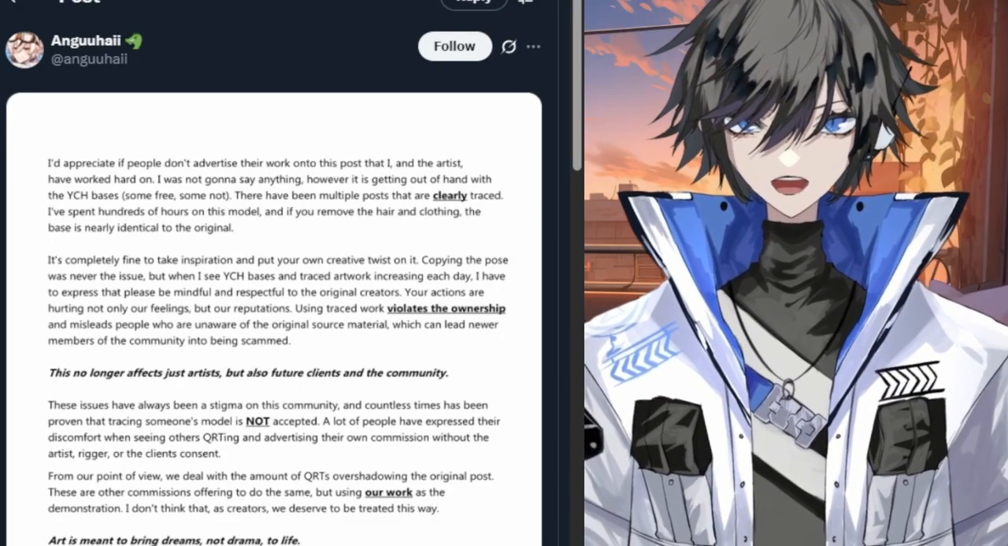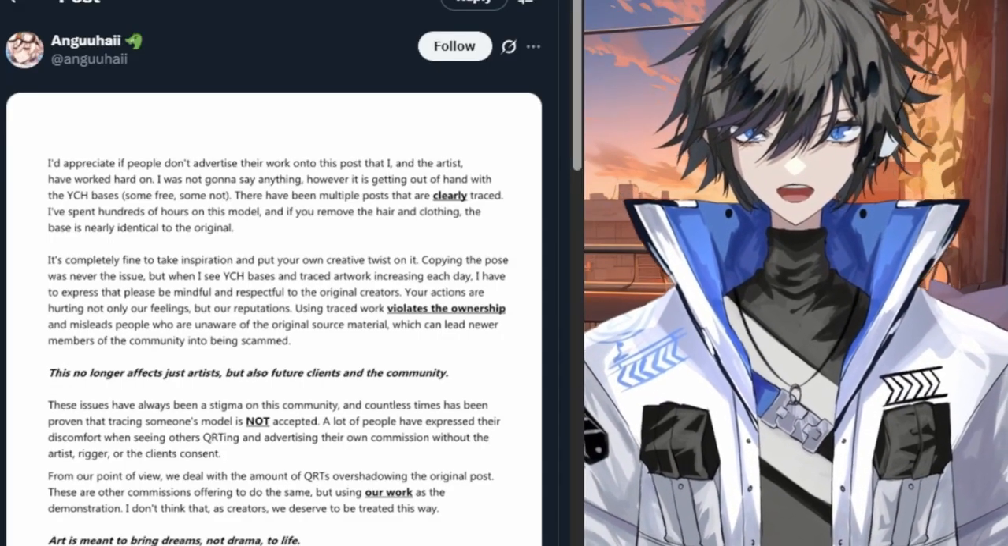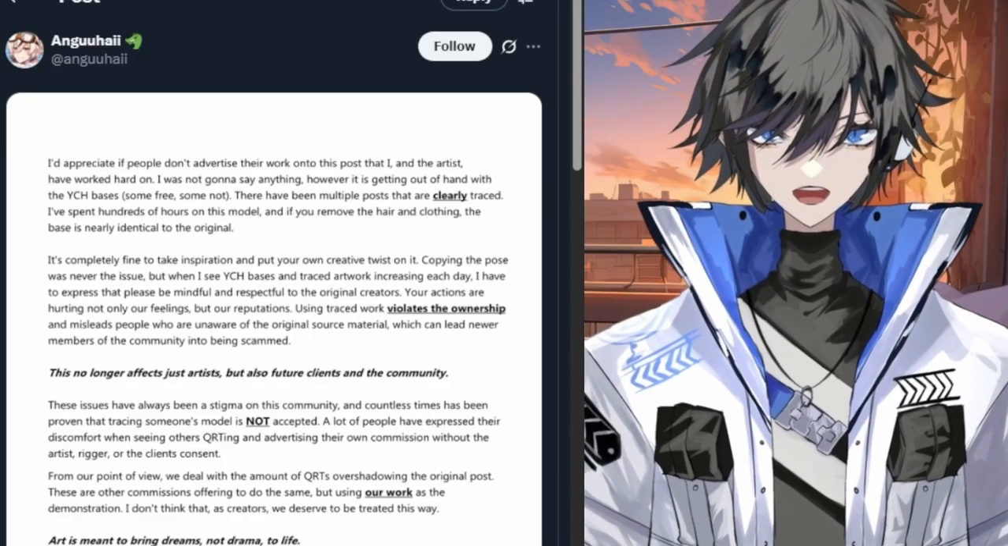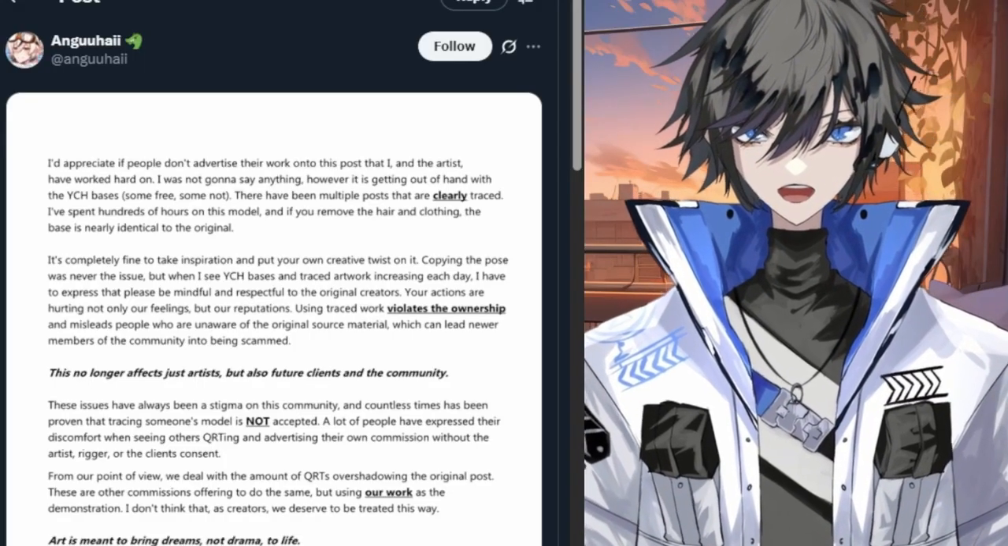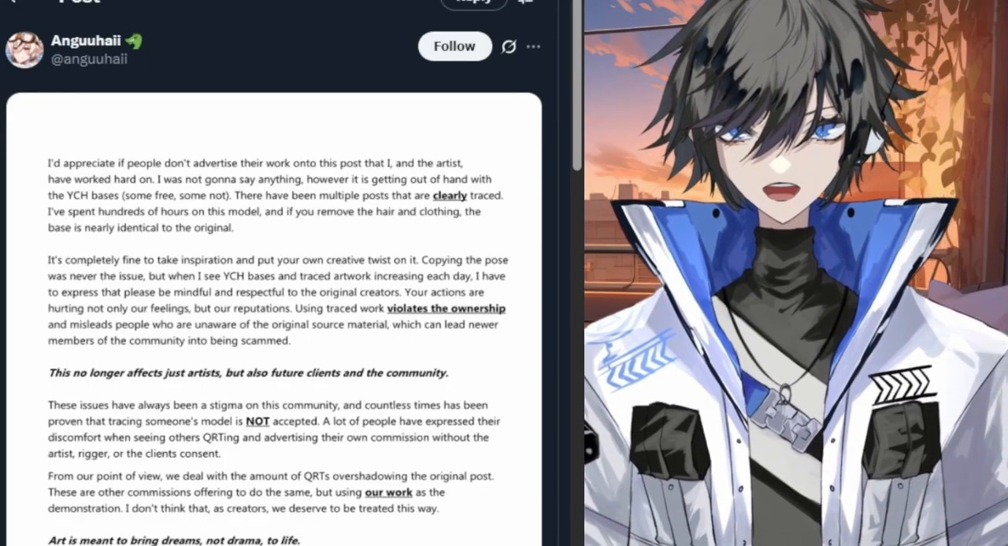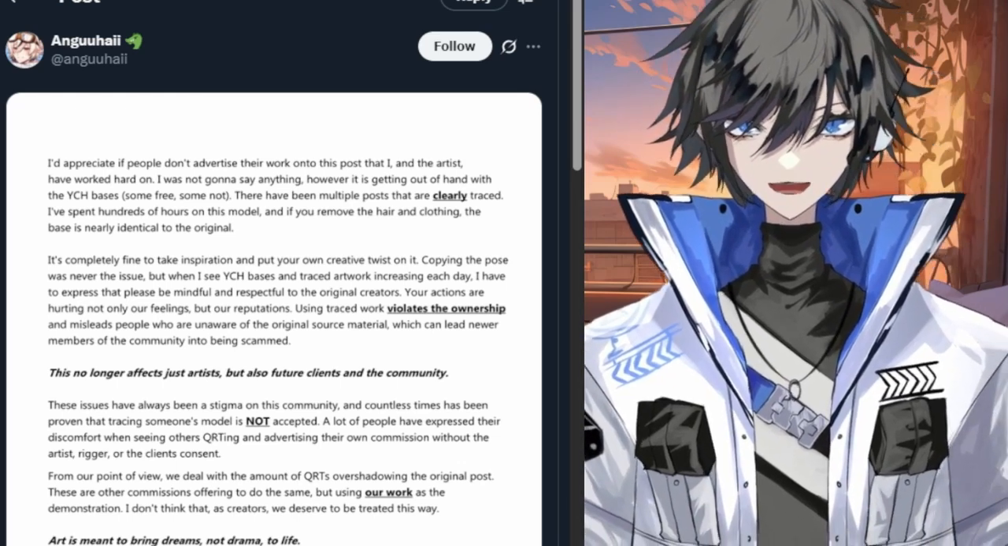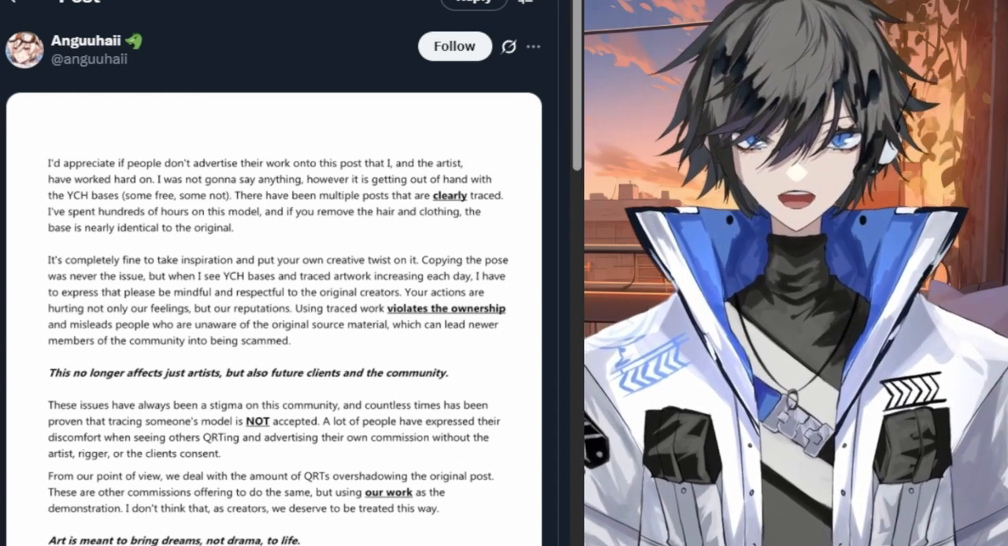By the way, I just want to clarify, the 2 YCH poses I showed you earlier, I'm not sure if they're traced or not. I'm just showing you those tweets with the YCH giveaways because I want to show you what YCH is and what some people are doing. That's all. Okay, I'm not sure if those are traced at all.